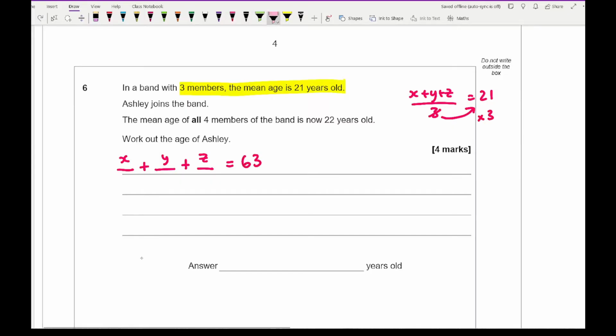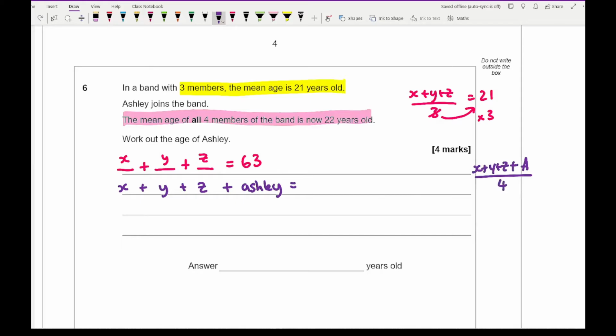Then taking this next bit of information, we know that when Ashley joins the band, so we have x, y and z and we now include Ashley, the mean age is now 22. So if I write x plus y plus z plus a, divided by 4, that's going to equal 22. So all of their ages added together is going to equal 88.